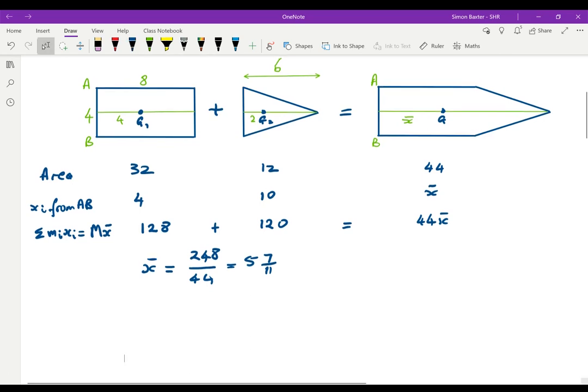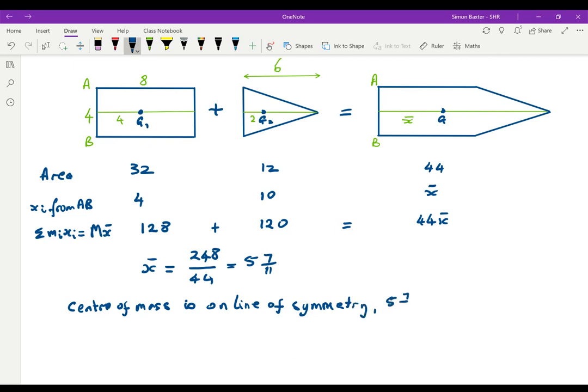Do we think that's sensible? 4 would be the midpoint of the rectangle. 5 7/11 is a bit further. Yeah, I reckon that's okay. I'm happy with that. And so the center of mass is on the line of symmetry at a distance of 5 7/11 from the line AB.